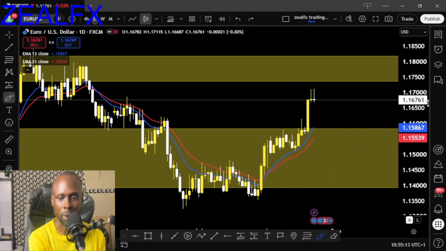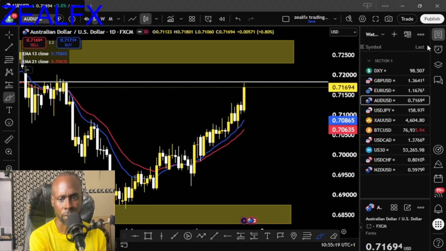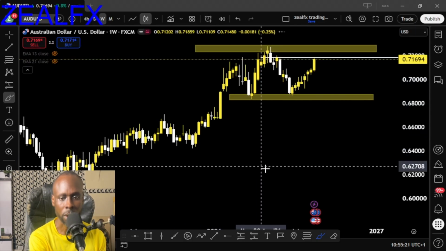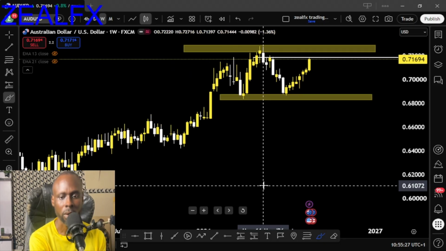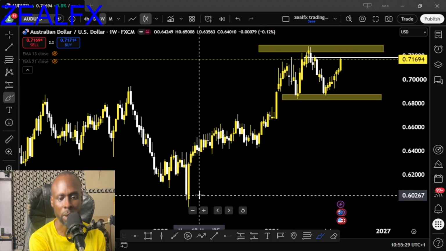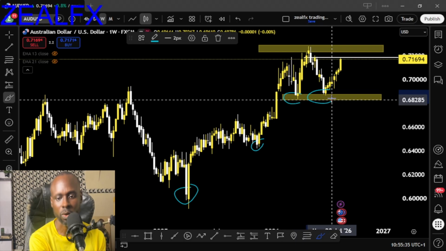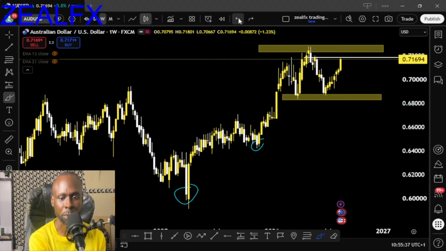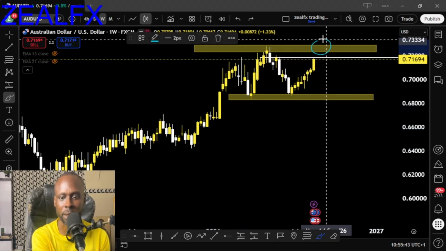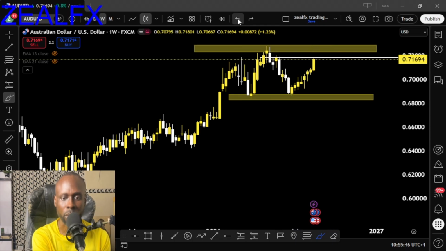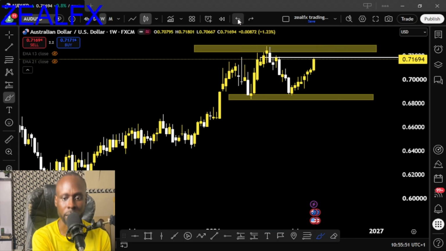So let's look at our next pair, which is the Australia USD. Australia USD on my weekly time frame, you can see we have a strong bullish structure, higher high, higher low, and a series of higher lows. So this is a strong bullish structure for the Australia USD, which has been pushing price ever since to the top. So we expect price to hit this next weekly resistance level on Australia USD, and a break of this resistance will trigger more buy for the Australia USD to the top.